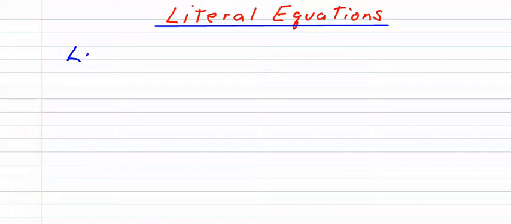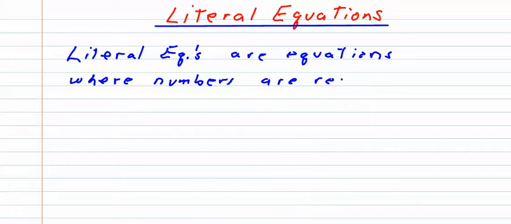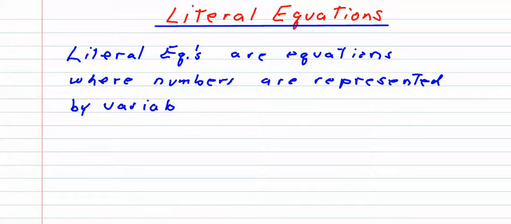Literal equations are equations where numbers are represented by variables. You can think of literal equations often as formulas.